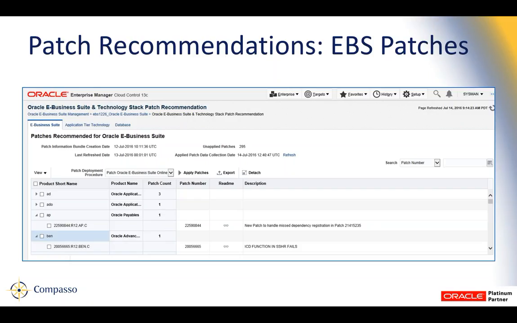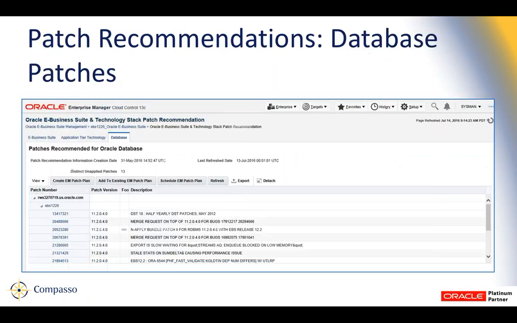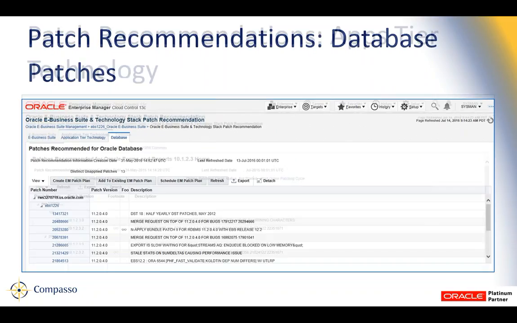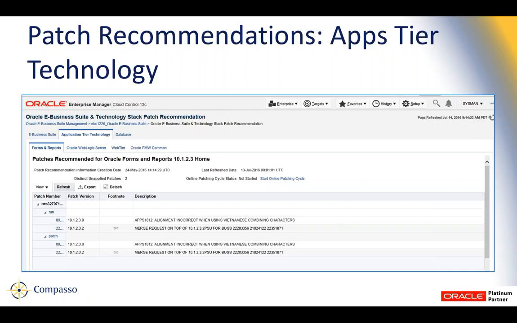You can do that for your EBS system. You can do that for the database. So again, now you're going through here and looking for database patches, right? Viewing which ones you want to apply, and you can create a patch plan also from there. The ability to go through and do this from the apps technology tier, right? So now we're looking again at roll-up patches, etc.